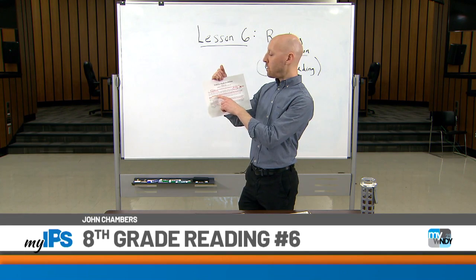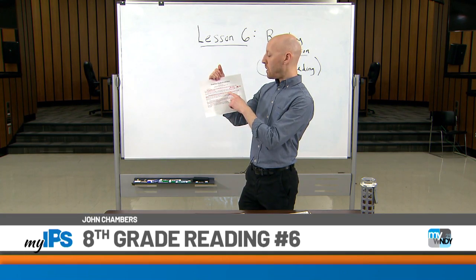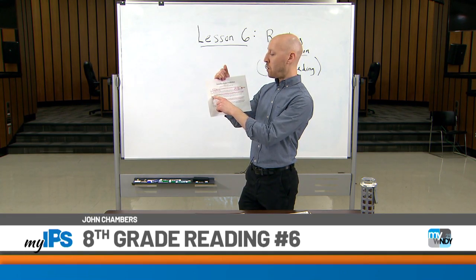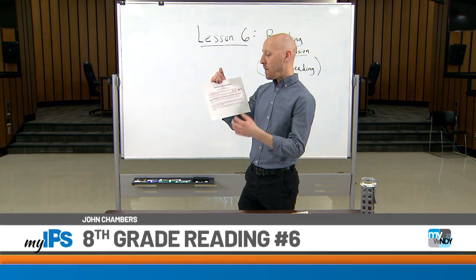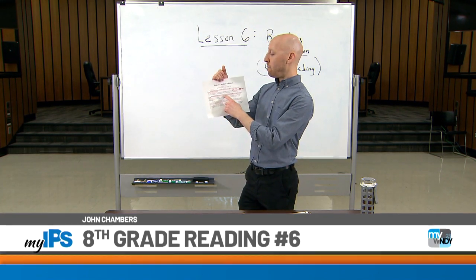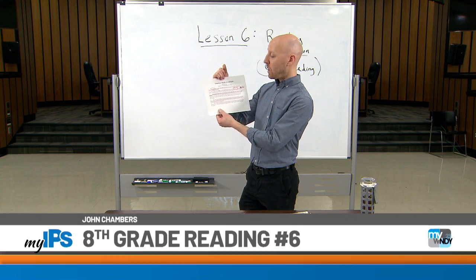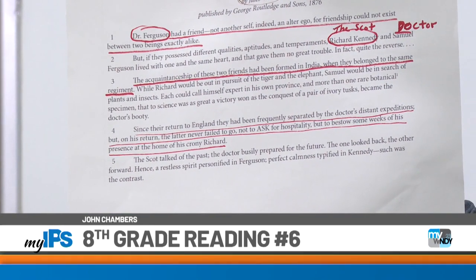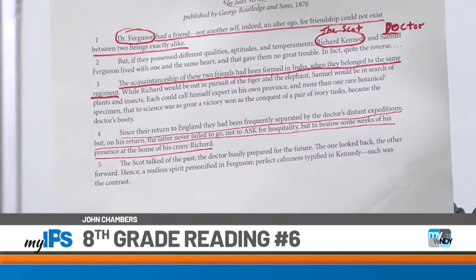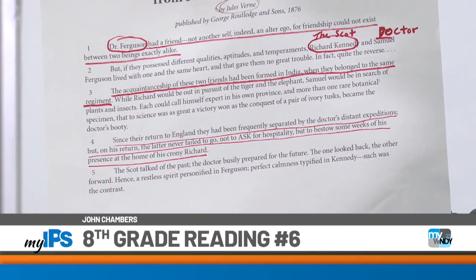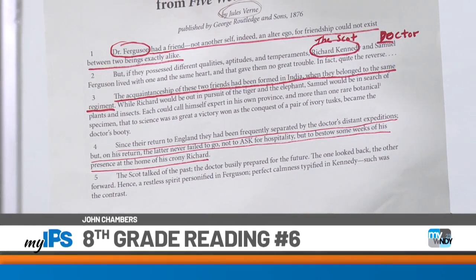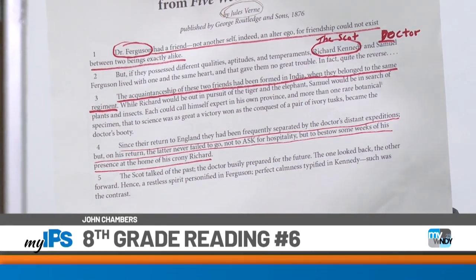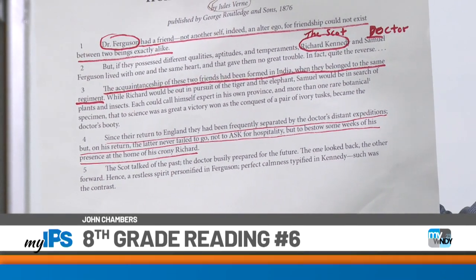Paragraph 3, the acquaintanceship of these two friends had been formed in India when they belonged to the same regiment, maybe like a military regiment, and I underlined that key detail because that's how they met. While Richard would be out in pursuit of the tiger and the elephant, Samuel would be in search of the plants and insects. Each could call himself expert in his own province, and more than one rare botanical specimen that to science was as great as victory won as the conquest of a pair of ivory tusks became the doctor's booty.